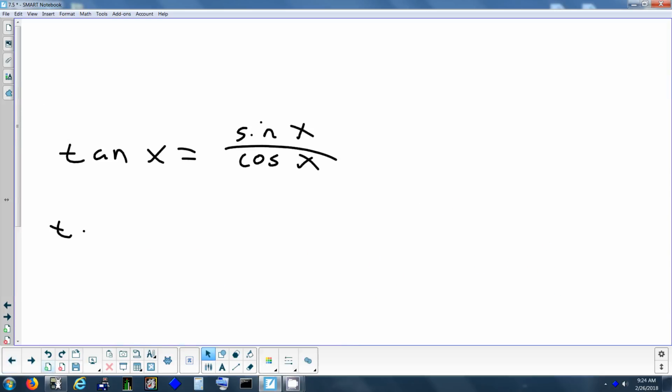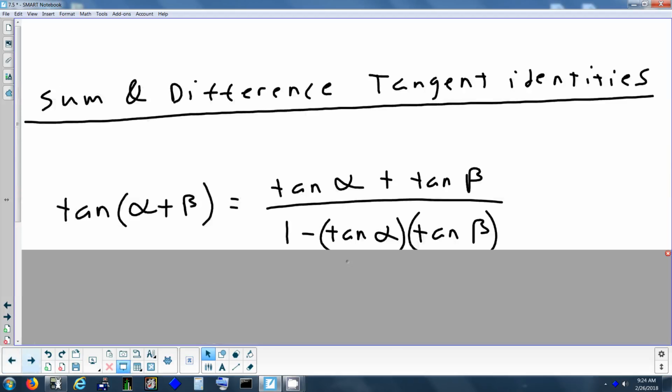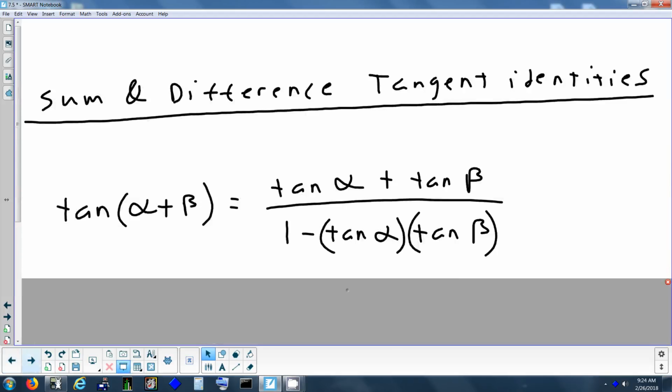So if you really wanted me to find the tangent of 15, it's going to take a while, but what I could do is the sine of 15, get that answer, and then divide it by the cosine of 15. And if I really had to, that's how I could do it, because I know the sine and cosine identities. But there is a shortcut. I just think it's kind of hard to remember. If you want to do the tangent of a sum without doing the sine and the cosine, that's how you could do it.